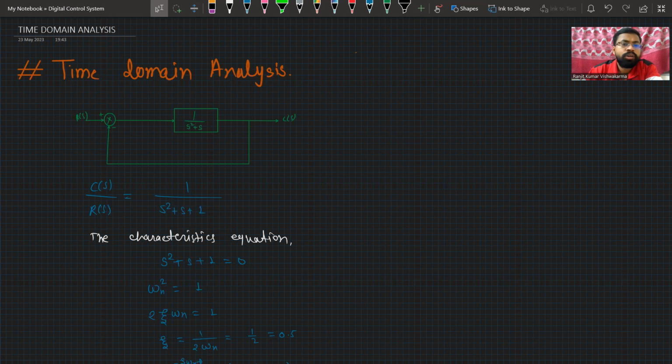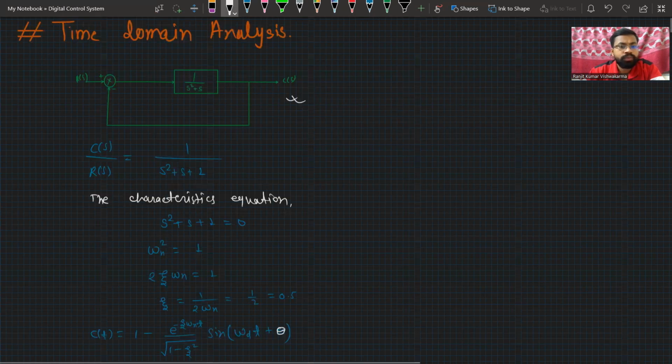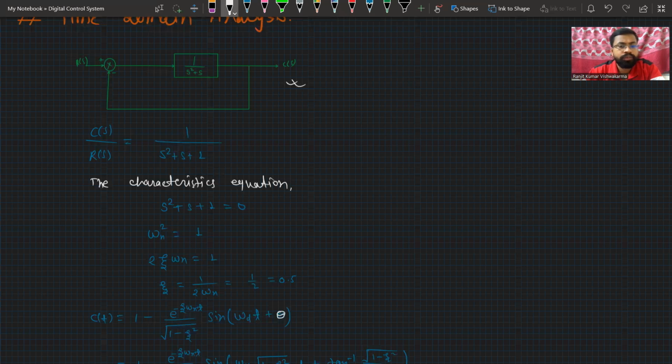Today in this session we will see time domain analysis, which is the fourth topic of digital control system. First of all, we will see the analog control system. We will see what the natural frequency and damping ratio, that is zeta, are.